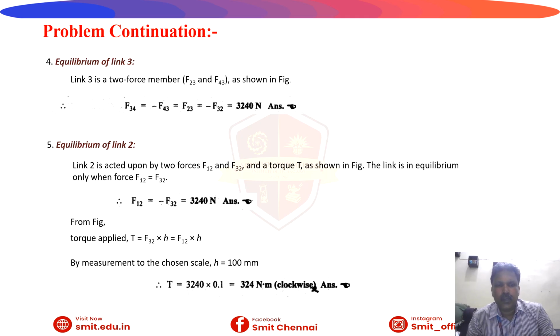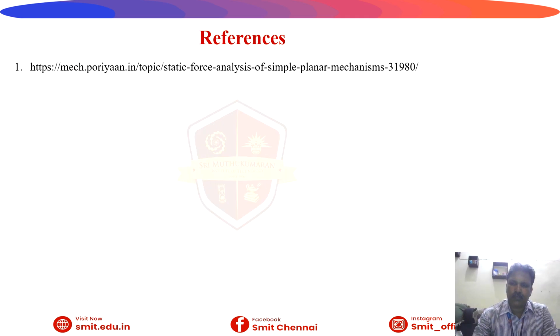F12 equals minus F32, equal to 3240 Newton. From the figure, we already know that torque is force into distance. Therefore F32 and F12 are both similar. Now using the measurement with a suitable scale, based on the scale fixed in the previous diagram, h is equal to 100 mm, changed to meters, therefore 0.1 meter. The final answer is 324 Newton meter, clockwise direction.